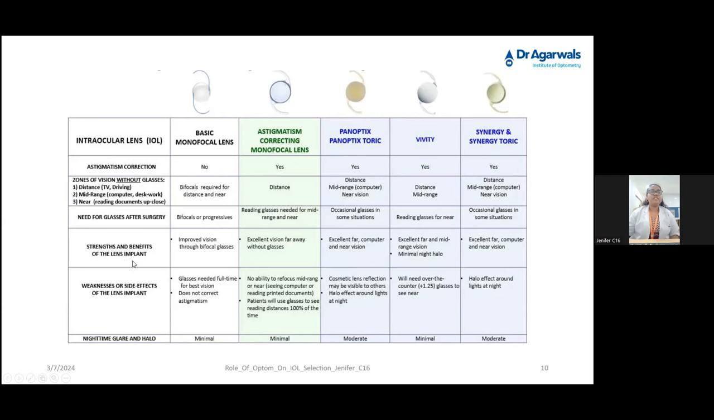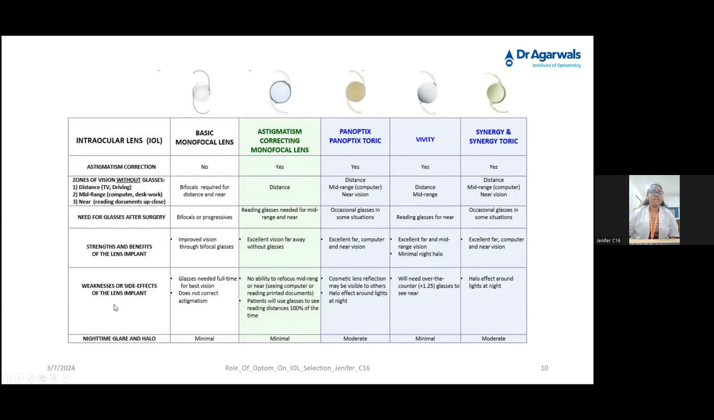Strengths and benefits of the lens implants. In basic monofocal, improved vision through bifocal glasses. Astigmatism correcting monofocal lens gives excellent vision for distance without glasses. Panoptix Toric, excellent far, computer and near vision. Vivity, excellent for mid and far vision and minimal night halo. Synergy and Synergy Toric, excellent far, computer and near vision.